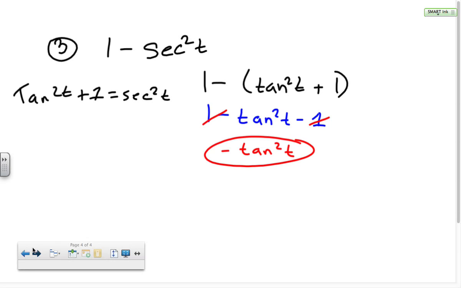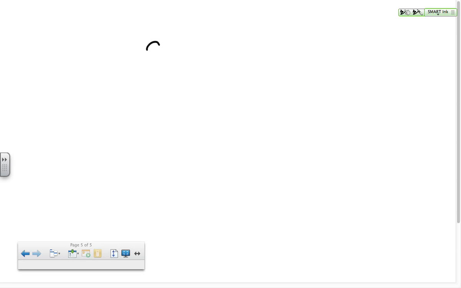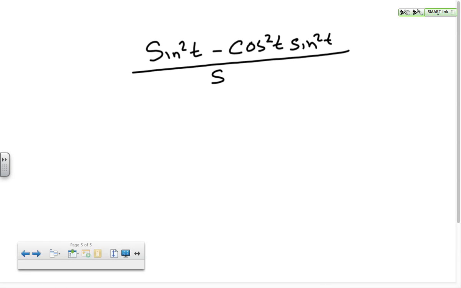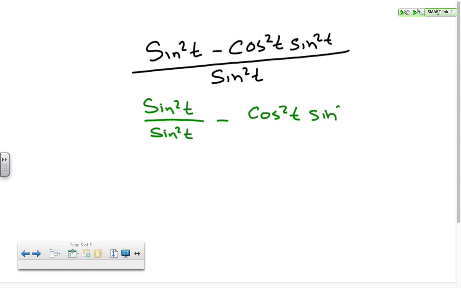Okay, next one. This is the fun one. I have sine squared t minus cosine squared t sine squared t over sine squared t. Now, you remember back to your algebra rules, okay, that when I have fractions like this, I can actually split up the denominator, and I can rewrite this as sine squared t over sine squared t minus cosine squared t sine squared t over sine squared t. Okay, this works only with addition and subtraction.